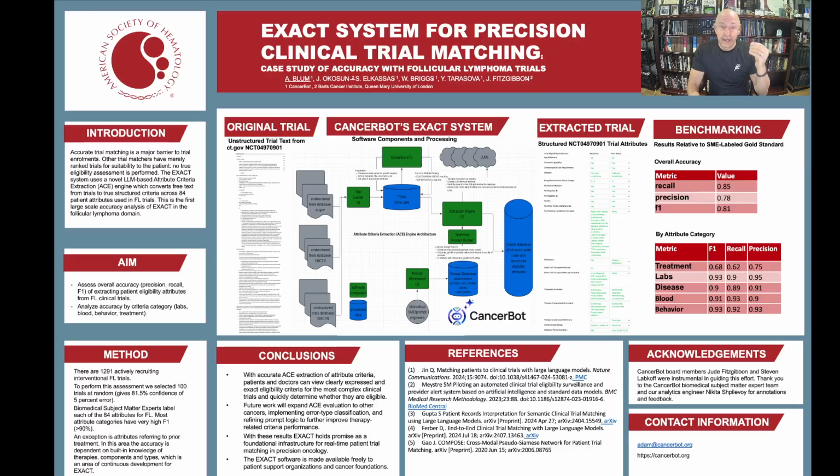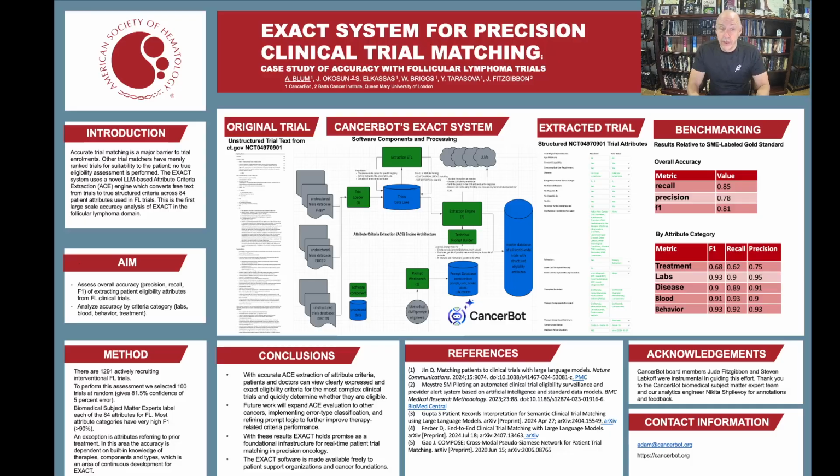So the EXACT system takes a very different approach. That approach is to take the unstructured trial, get the structured attributes from it using a large language model based system that we'll describe, and then you can perform true eligibility matching. So it's a very different approach, and it's a bold claim that we can do this accurately. So this study attempts to measure just how accurately we do this.